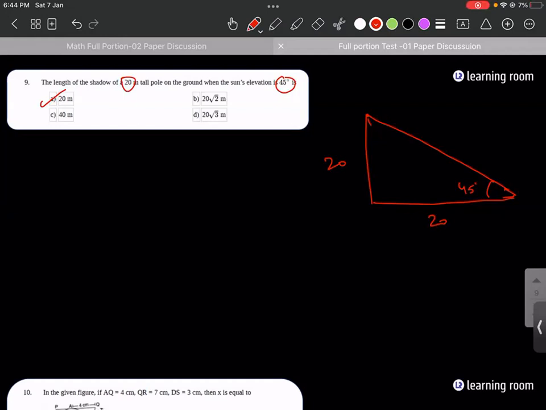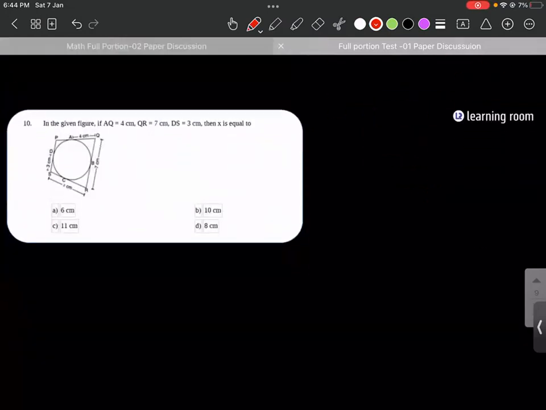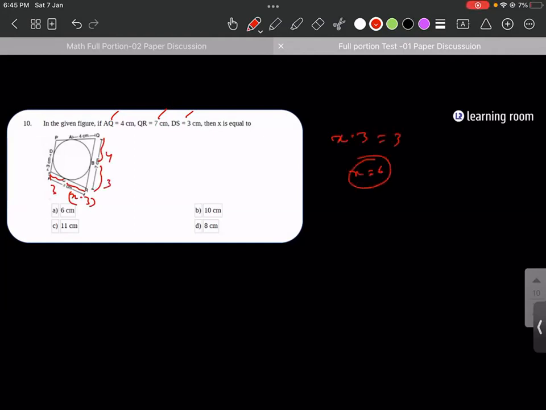Yes, sir. Good. So here you will say from an external point, the tangents drawn to the circle will be of equal length. So AQ is 4 centimeter, QR is 7 centimeter, DS is 3 centimeters, and the value of X is 6. So this will be 3. So this will be X minus 3. This will be 4. This will be 3. So X minus 3 is equal to 3. X will be 6. So that is the logic.